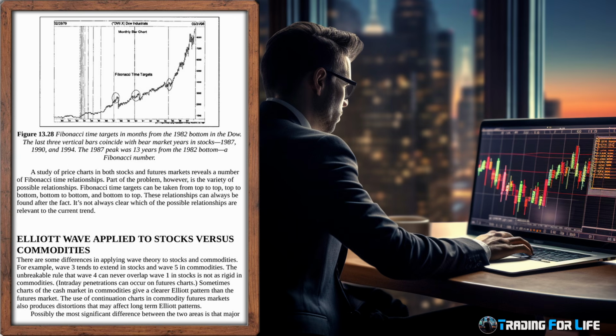Fibonacci time targets can be taken from top to top, to bottom to bottom, and bottom to top. These relationships can always be found after the fact. It's not always clear which of the possible relationships are relevant to the current trend.